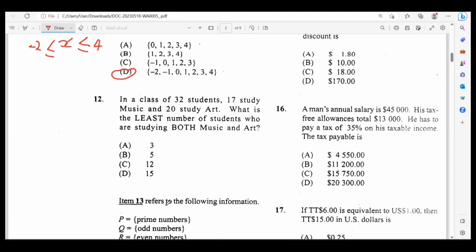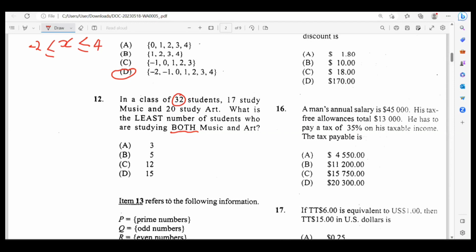All right, number 12. In a class of 32 students, 17 study music and 20 study art. What is the least number of students who are studying both? The thing is, they gave you a total, 32. Now, what you want to do is, so we have the union. And this question that they ask here, both, is the intersection.